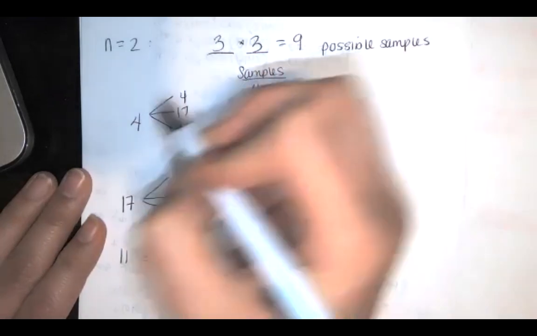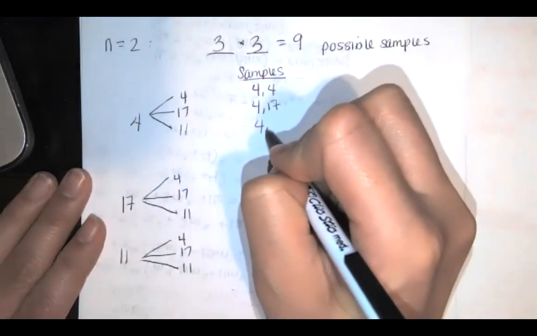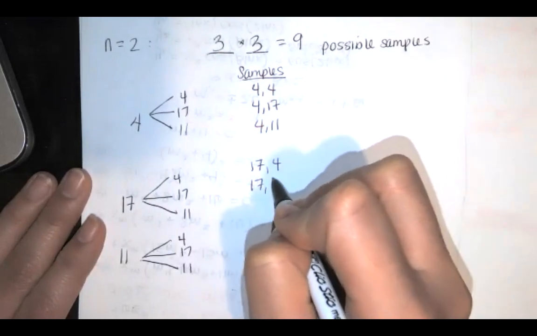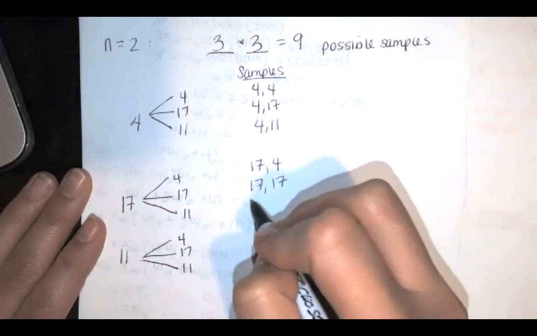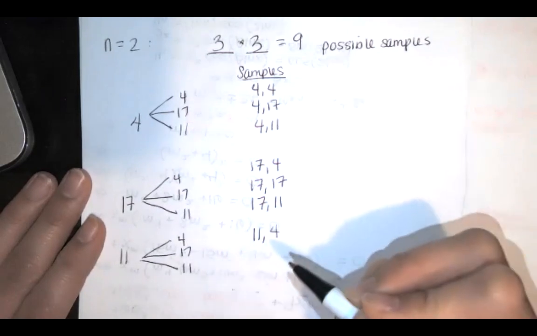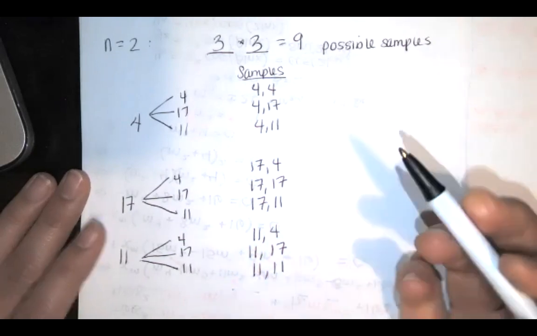So we could choose the 4 twice. We could choose the 4 and then the 17. Choose the 4 and then the 11. We could choose the 17 and then the 4, or the 17 and then the 17, or the 17 and then the 11. Or we could choose the 11 and then the 4, the 11 and then the 17, or the 11 and then the 11.